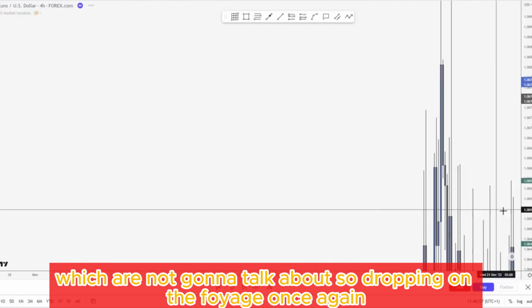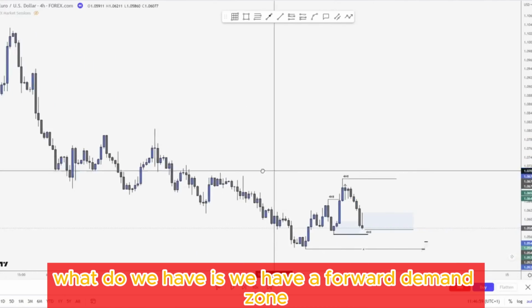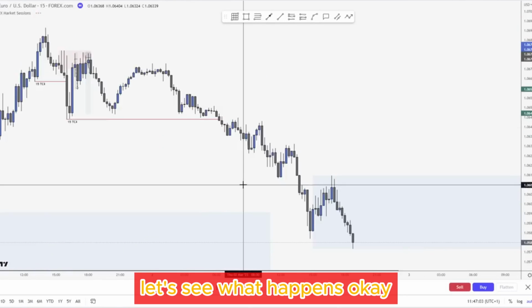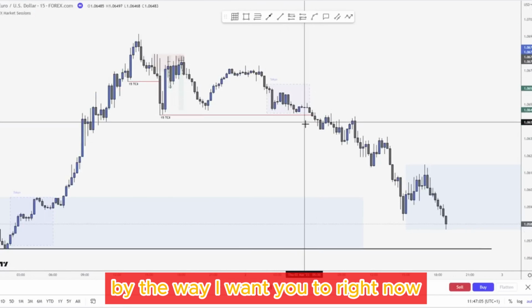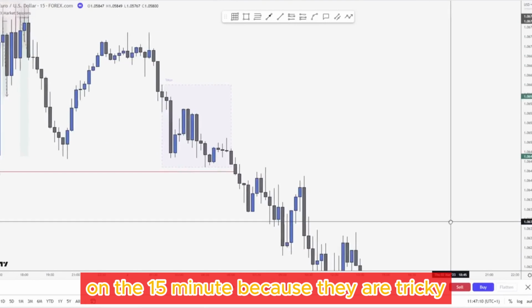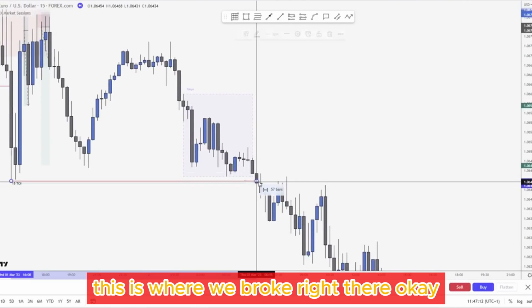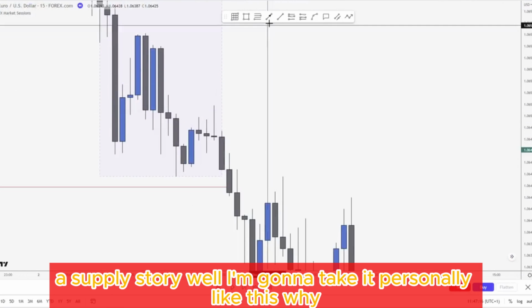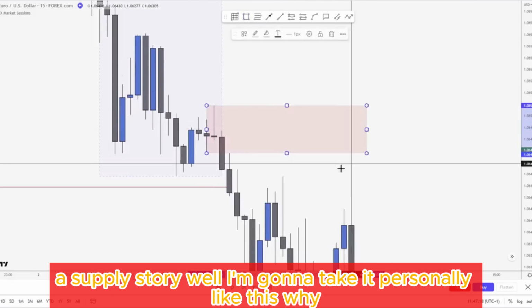So, dropping on the 4H, once again, what do we have is we have a forward demand zone. The market is skimming into the forward demand zone. Let's see what happens. By the way, I want you to right now go in and practice all supply and demand zones on the 15-minute, because they are tricky. This is where we broke. Right there. Okay, so how do you drop a supply zone right there? Well, I'm going to take it personally like this.